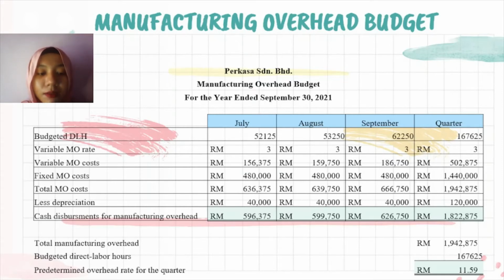Next, to determine the predetermined overhead rate for the quarter, we take the total manufacturing overhead value, which is RM 1,952,875. Then we divide by the budgeted direct labor hours, which is 167,625, to get the value of RM 11.59.